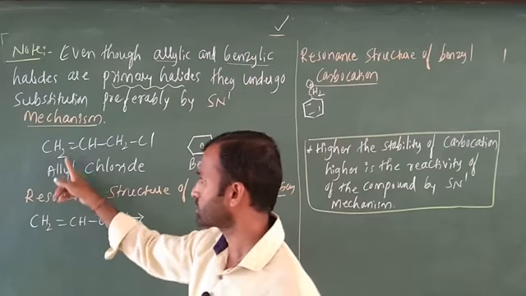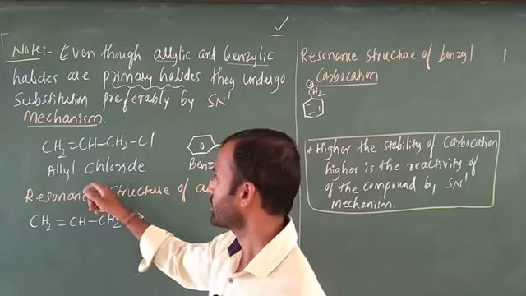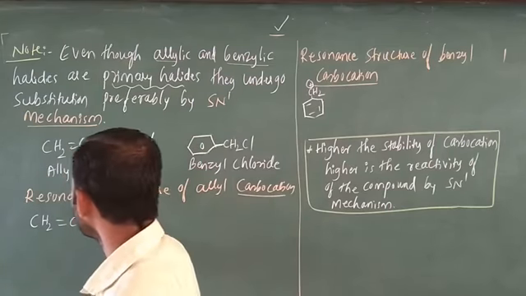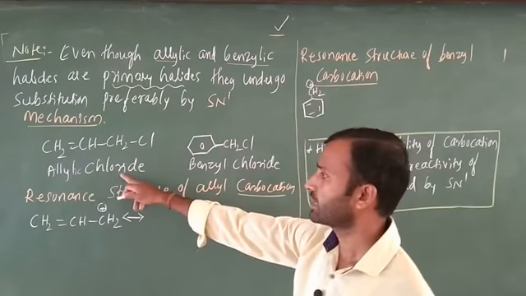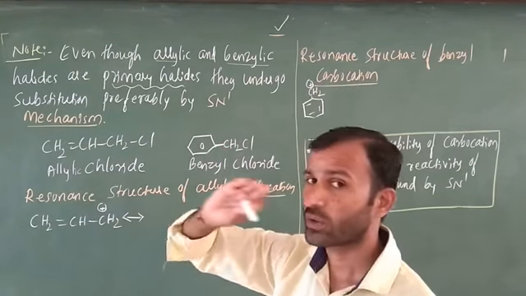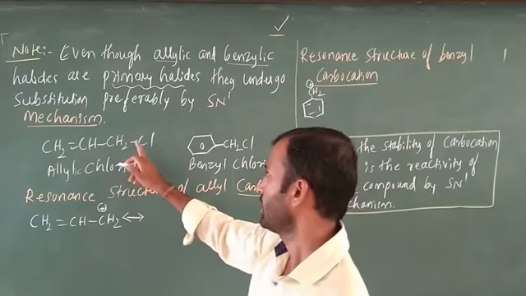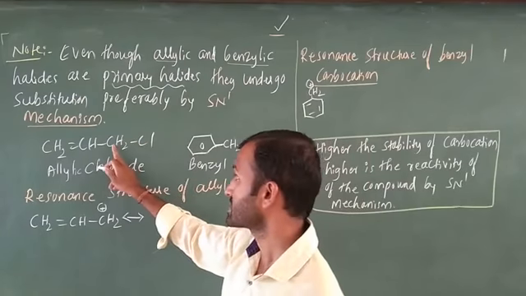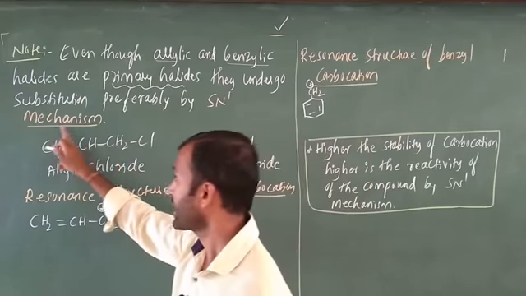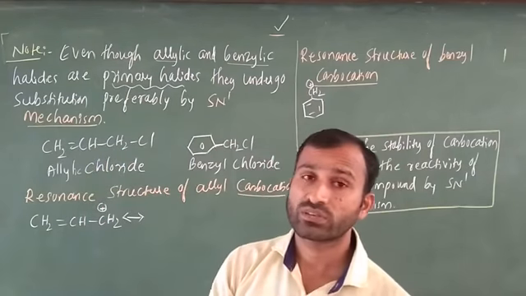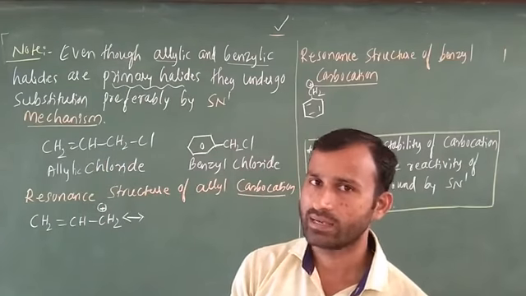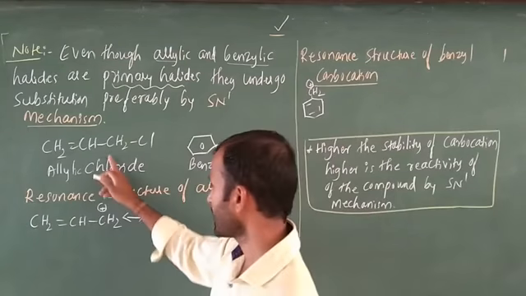What is the name of this one? You have to take this one as allylic chloride. Why is it allylic chloride? I told a very simple definition: the halogen atom attached to a saturated carbon atom next to a carbon double bond is called an allylic halide. This is an allylic halide.